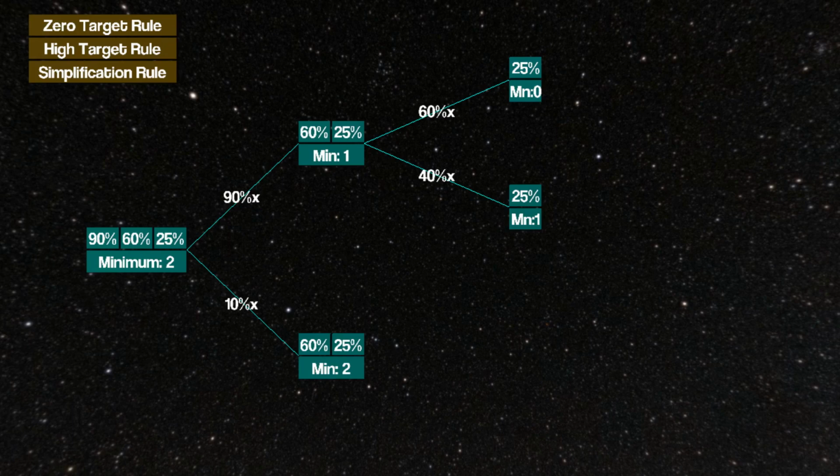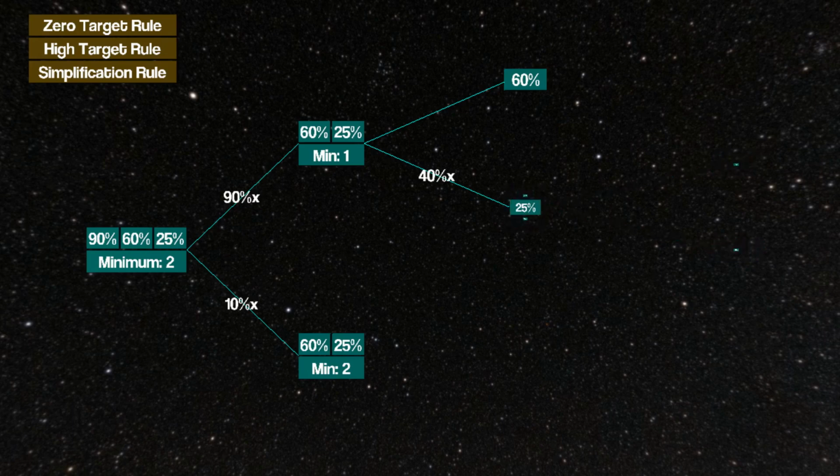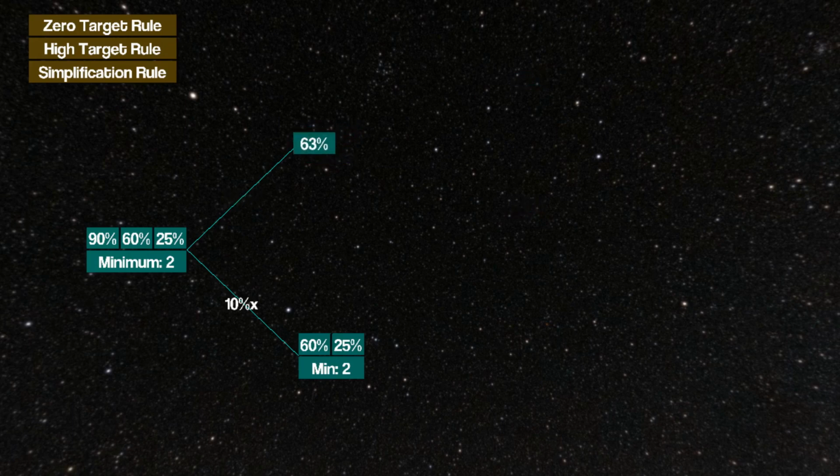That's the 0 target rule. So we know that's 100%, and we might as well do the math along the way. Here I've got 1 element, target of 1. That's simplification rule. Here I've got 0 elements, target of 0. And they may look weird, but that falls under the 0 target rule. And do the math. Here I've got 0 elements, target of 1. That's the high target rule. Just do the math, add them, multiply.